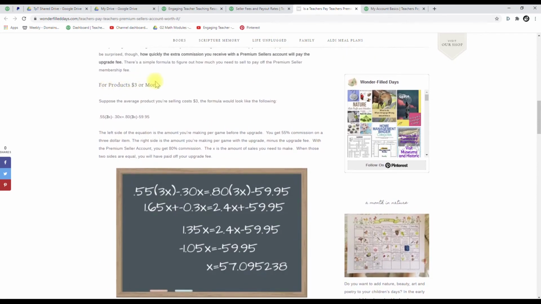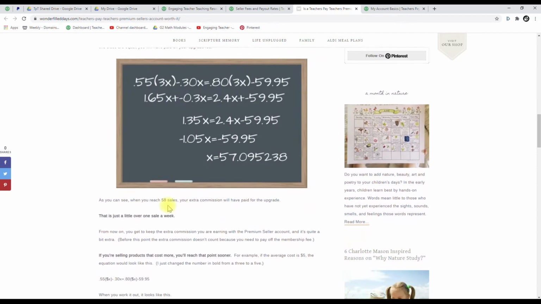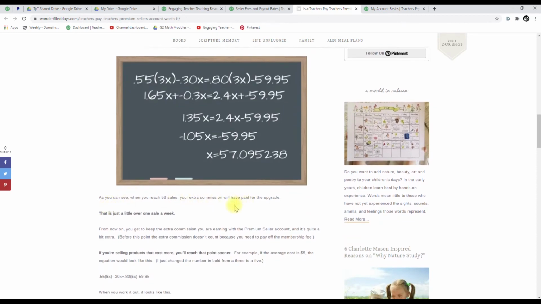So if you have a product that's $3 or more, then you would need to sell about 58 products before you made that premium seller fee. So think about it. Are you going to be selling 58 products? Okay. I like the way that she said this. She's like, it's just a little over 1 sale per week. And I thought that was a good way. Yeah, that's a great way to look at it.